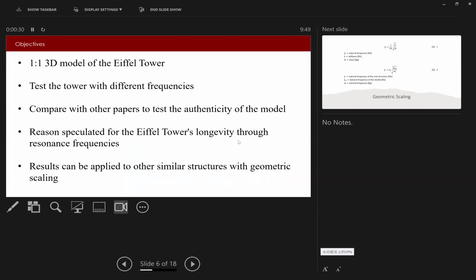And this is our team objective. We first create a 1-to-1 3D model of the Eiffel Tower, and we test our model tower with different frequencies to get some data. We use our data to compare with other papers to test the authenticity of the model. And we found the reason we speculated for the Eiffel Tower's longevity through resonance frequency. Lastly, we hope our results can be applied to other similar structures with geometric scaling. Thank you.